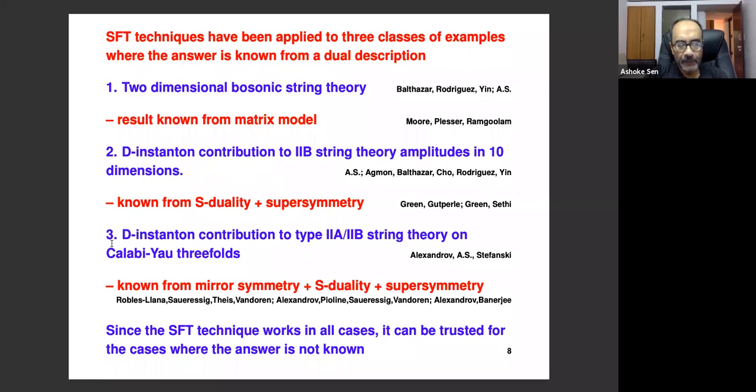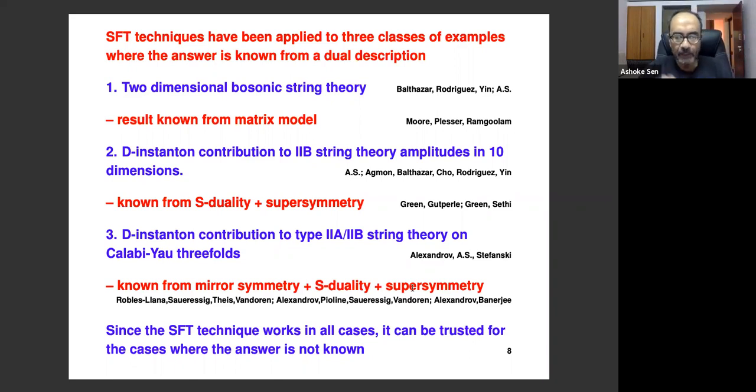And a third example where it has been applied is D-instanton contribution to type IIB string theory on Calabi-Yau three-folds. This is more recent work with Sergei Alexandrov and Bogdan Stefanski. And here the result is known again by a combination of mirror symmetry, S-duality, and supersymmetry.